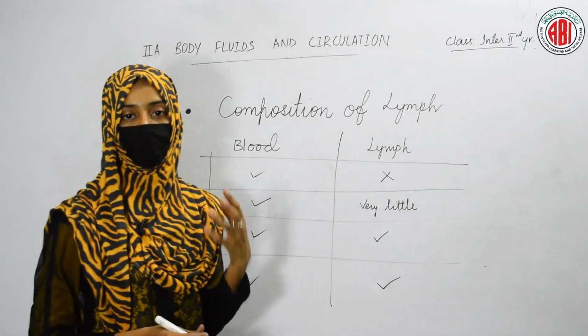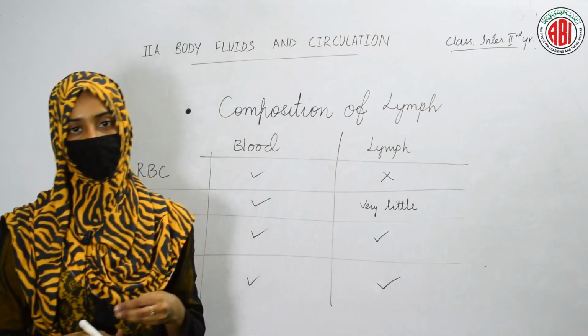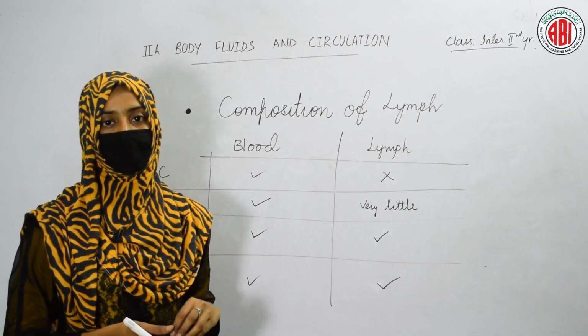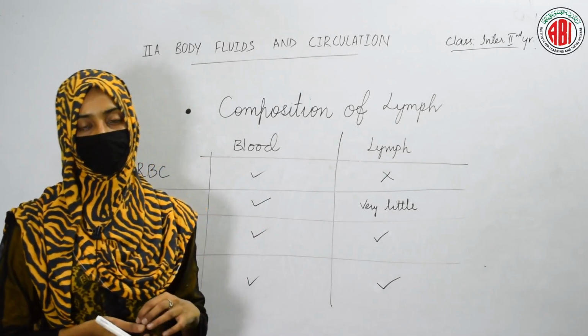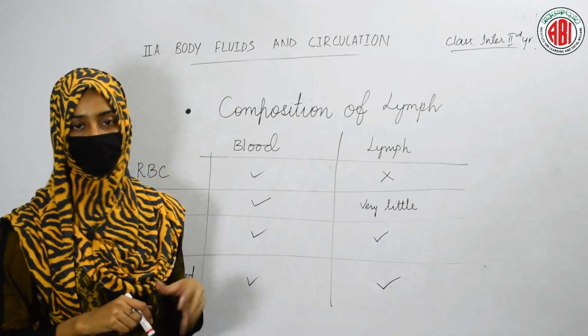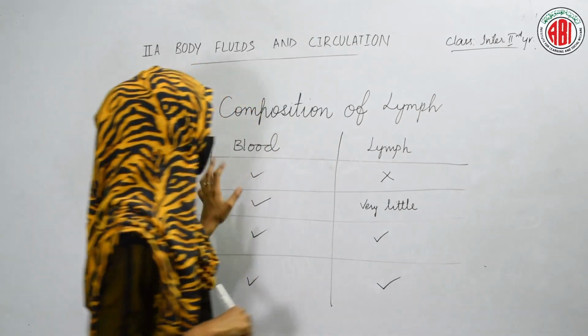You can find a large number of lymphocytes that boost our immune system and help to fight against bacteria and also against different foreign material, or foreign particles, that enter our body. So this is about the composition of lymph.